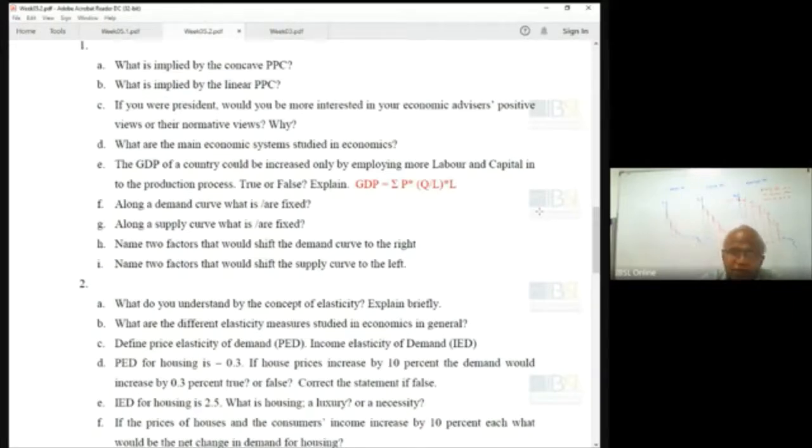Name two factors that would shift the supply curve to the left. Drop in production, increase in wages, increase in interest rate, price of land, prices of factors of production shift the supply curve to the left. The drop in technology, drop in number of farmers, right? The decrease in number of suppliers, like that.